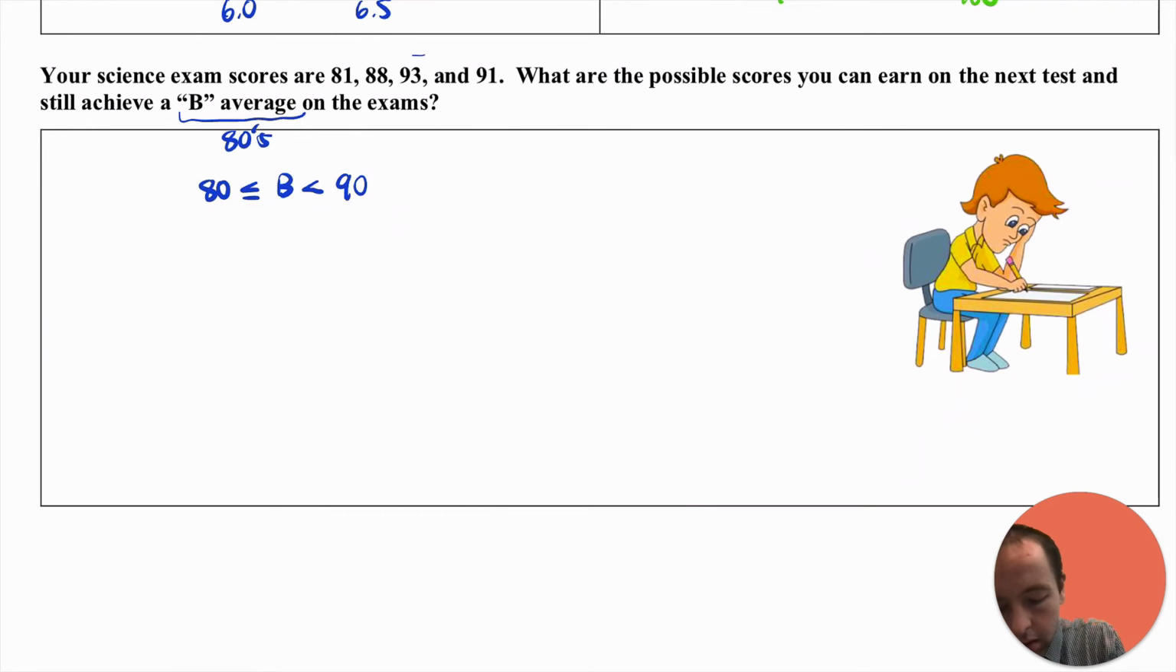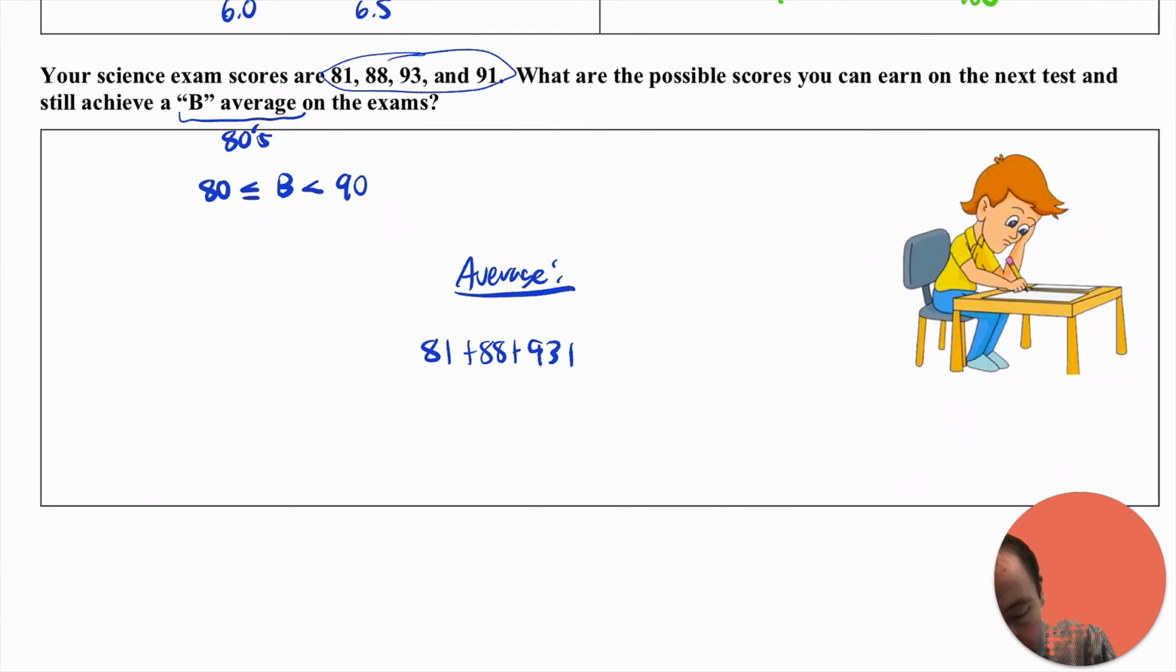So you already have taken 4 tests, right? But you're going to take a 5th test, and you want your average to be somewhere between 80 and 90. So think about how you're going to get your average. Well, your average is going to be taking all of your scores, 81 plus 88 plus 93 plus 91, dividing by your number of tests. But you have to take a 5th test yet, and we don't know what your score is on that 5th test.